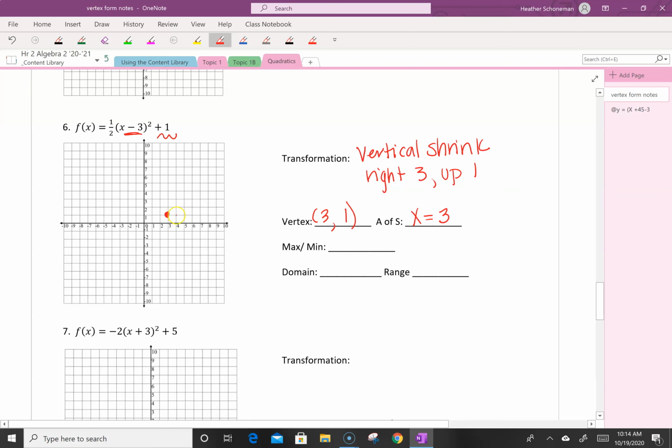But normally I go right and left 1 and up 1, but now I need to go up half of 1, which is just a half. Okay, then normally I go over 2 and up 4, but I have to go half of 4, so I'm just going to go up 2.